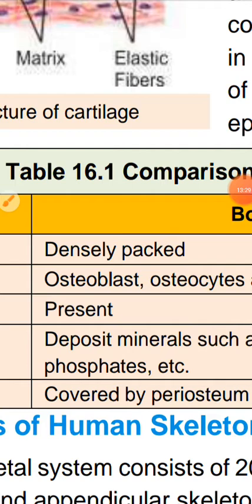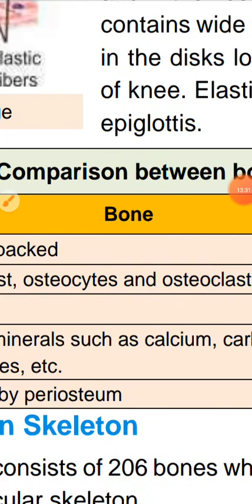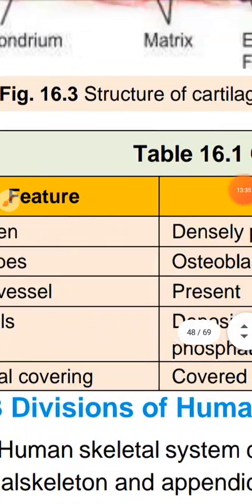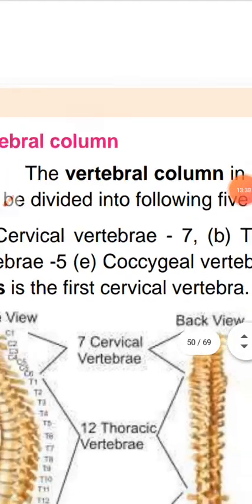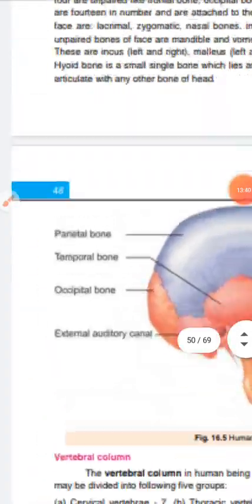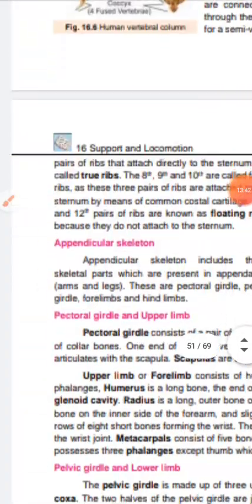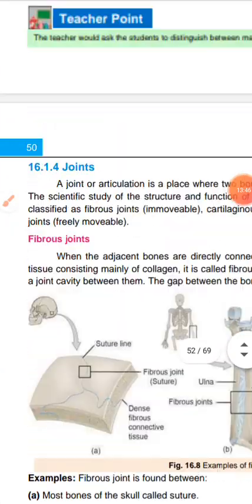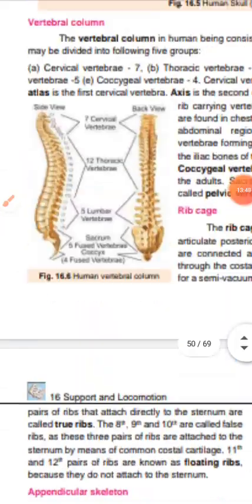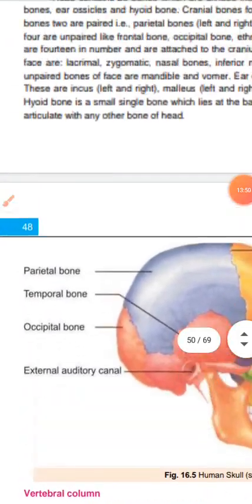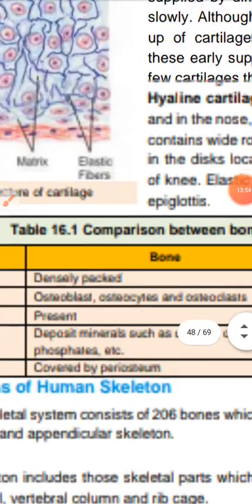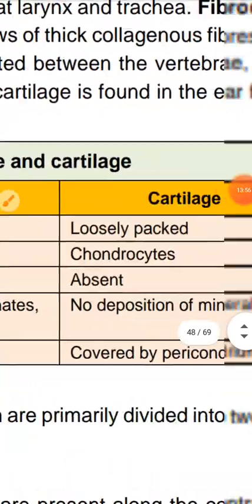Osteoblast, osteocyte, osteoclast. These are the cells of the bones. And what is the problem? Blood vessels. Achha, this is an important difference. I think this is the difference which will tell us the importance of the bone more than the cartilage, because inside the bones the blood vessels are present.